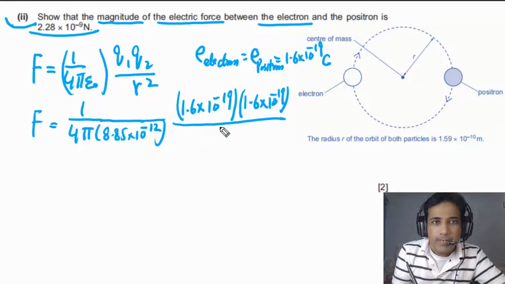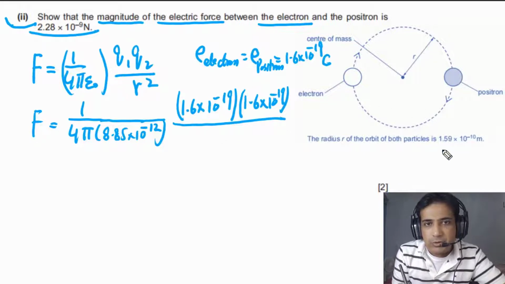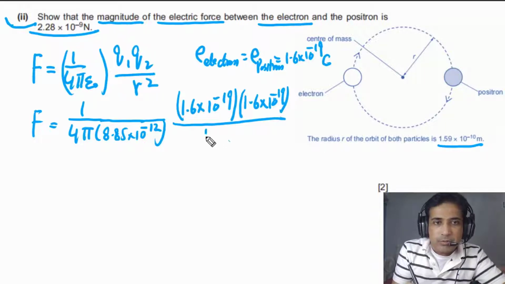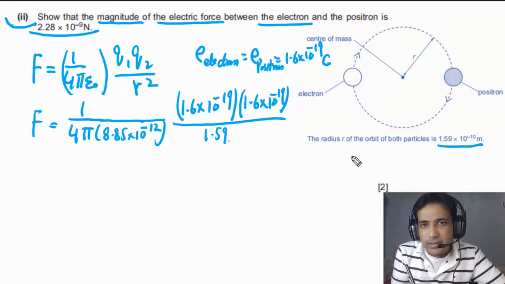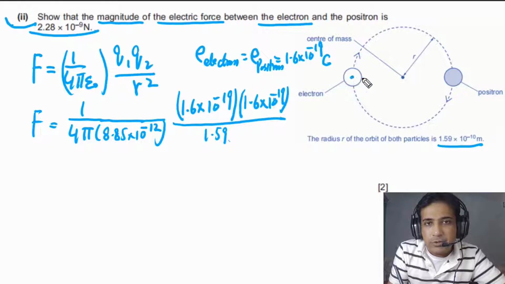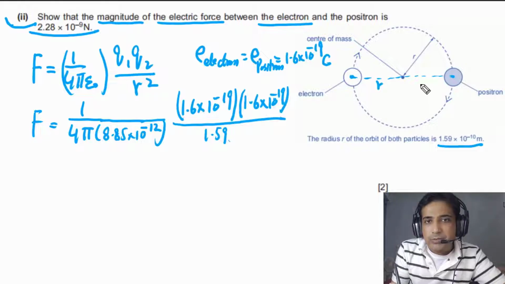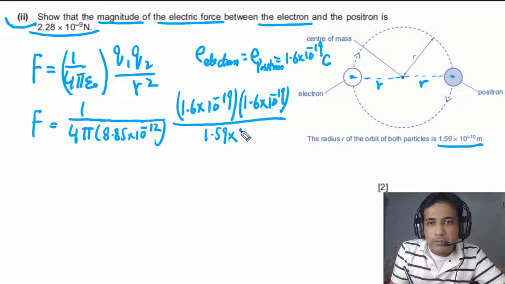And the separation between these two charges is given. Separation is 1.59. The radius of orbit of the particles is given. But you need to understand, in this case, we need the separation between charges. So the separation between centers of these two charges is equal to 2r. So this is the value of 1r, but the separation is equal to 2r. So this is 10 to minus 10. So we have to multiply by 2. And we need to take the square of this.